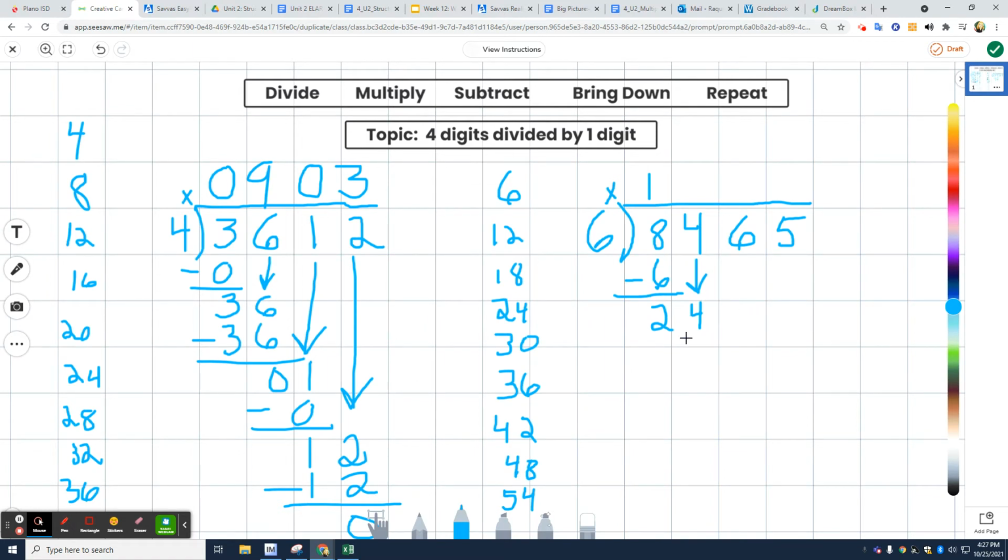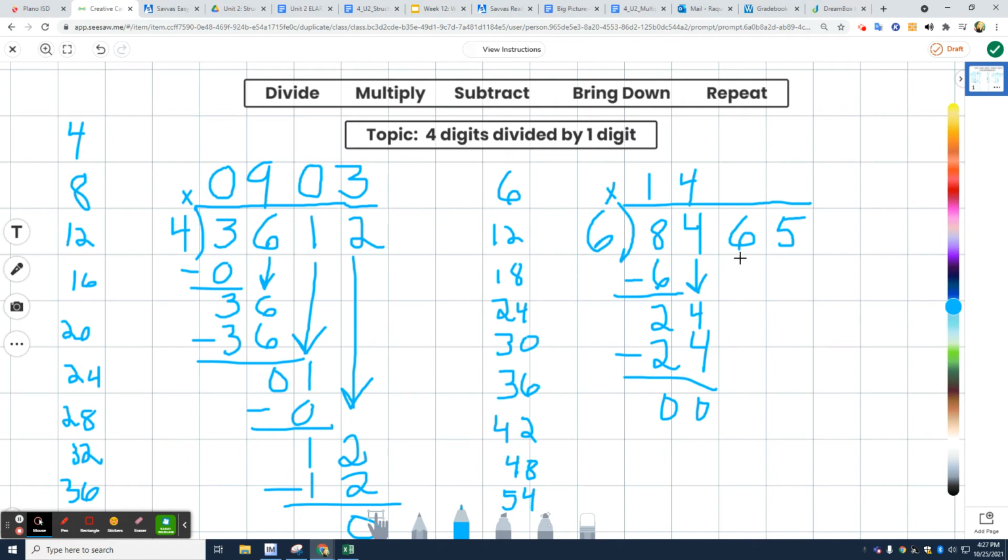How many 6's are in 24? Remember, I repeat the division. 1, 2, 3, 4. There are 4 6's in 24. 4 times 6 is 24. And I subtract. 4 minus 4 is 0. 2 minus 2 is 0.